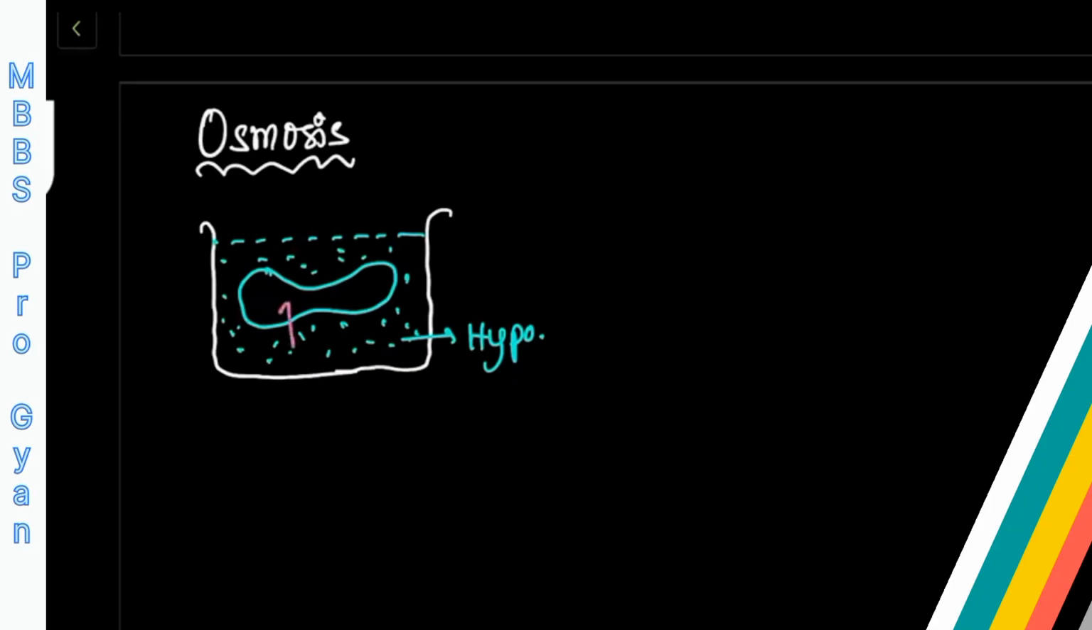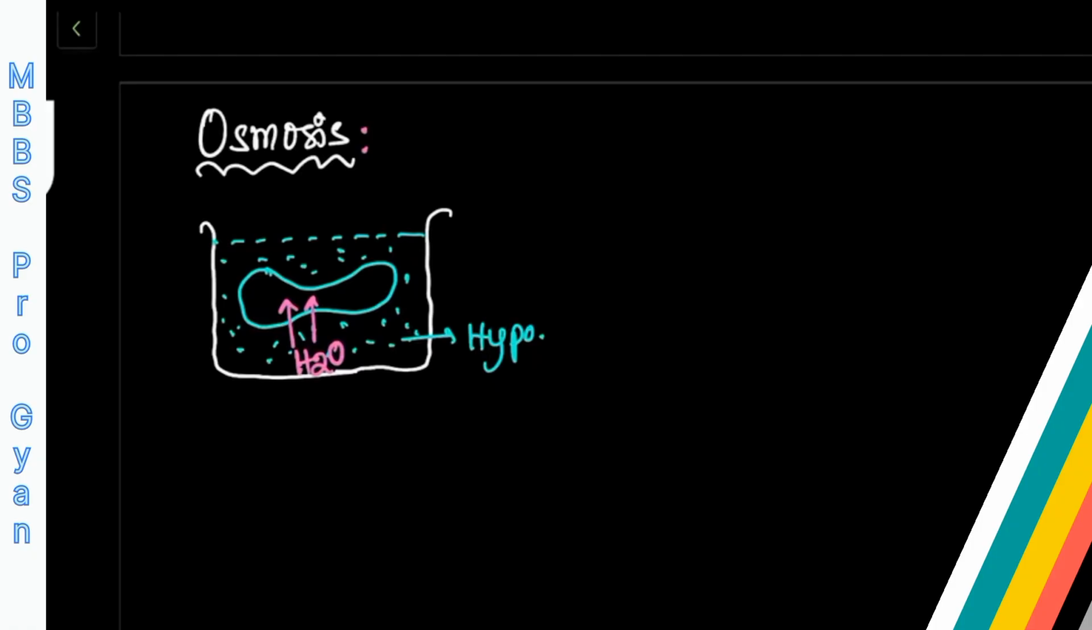What happens? All of us know that water will move from low solute concentration, or low osmotic pressure, to high osmotic pressure, that is, from low solute concentration to high solute concentration. The movement of water, the movement of solvent, from low solute concentration to high solute concentration is known as osmosis. We have discussed the movement of water in the previous chapter also.